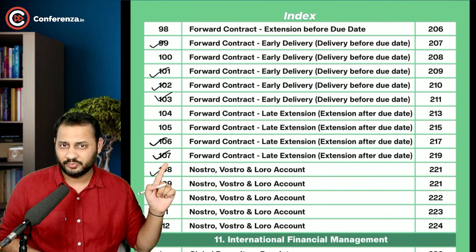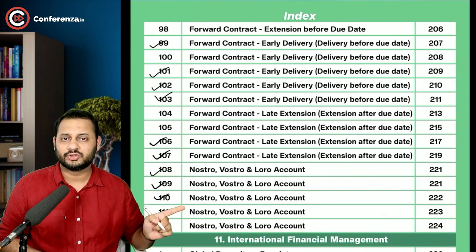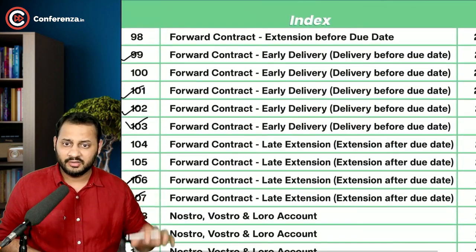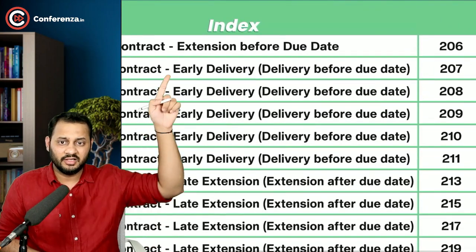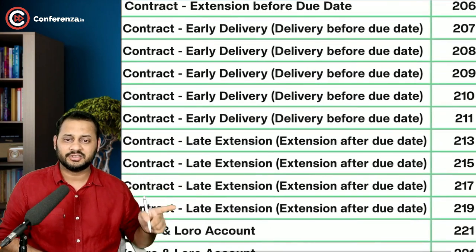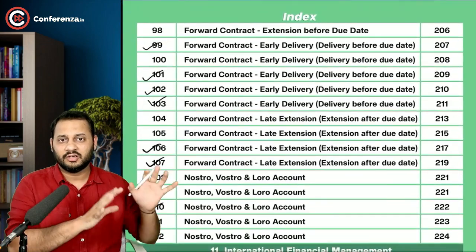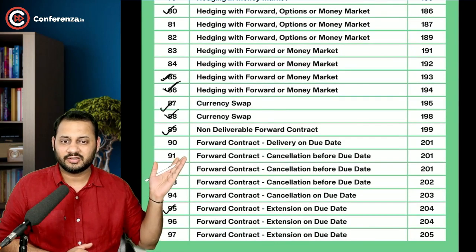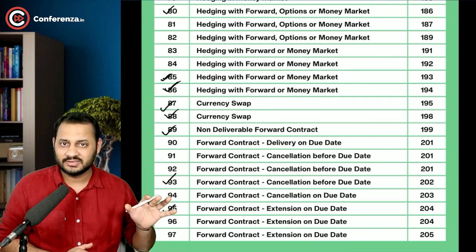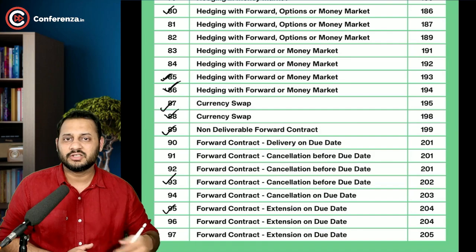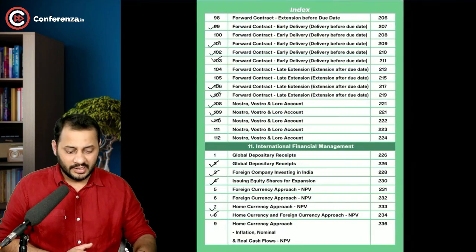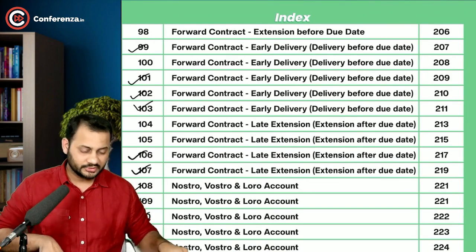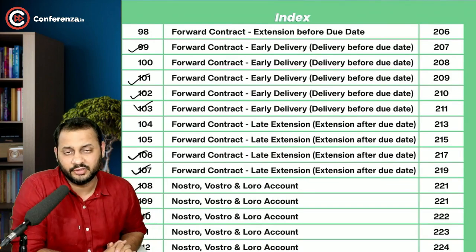Probably the second last topic, and the last topic will be nostro, vostro and loro account. That's the easy one. But the most difficult part under the forward contract will be these early delivery transactions and late extension transactions. So that's why I have put it in the end. So we'll start with the easiest question. The first questions like 91, 92, 93, these are the easiest ones. But then slowly we will start increasing the difficulty level, and early delivery and late extension contract calculations will be the most difficult in this, and you will have to understand it.